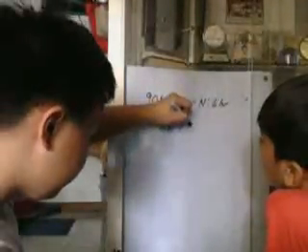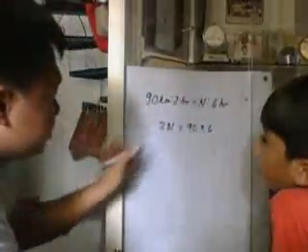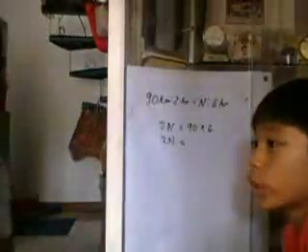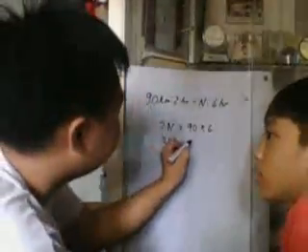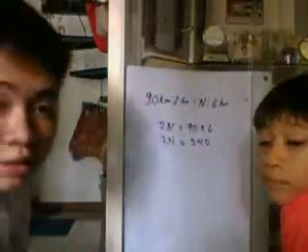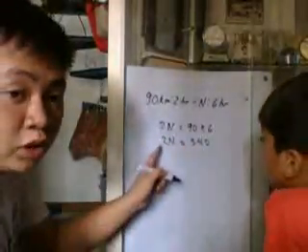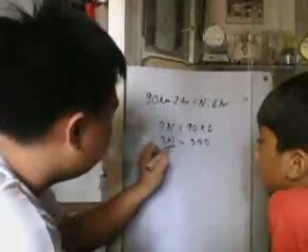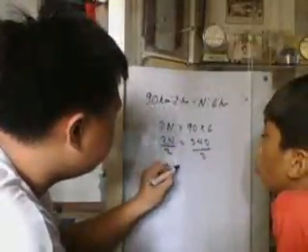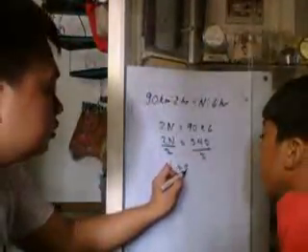90 times 6, so 2N is equal to 540. Next, divide both sides by 2 to get the value of N. So N now will be 270.